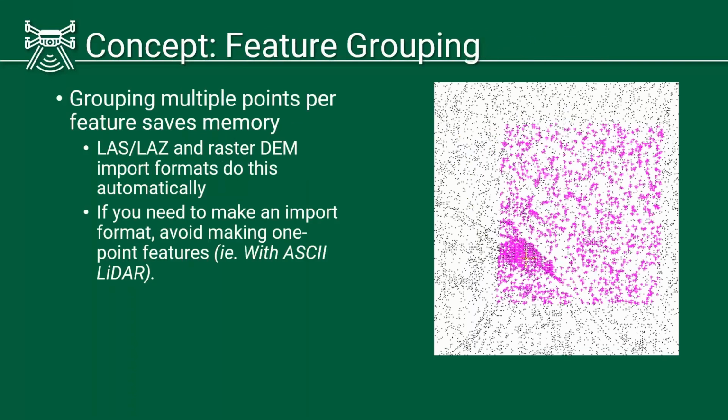So the next concept, which David will speak to in a fair bit more detail, is this idea of feature grouping. Grouping multiple points per feature is one of those things that we can do that's going to help to save memory on our computers. And LAS, LAZ, and our raster DEM formats, when imported into RoadEng, automatically do this. But if you're working with something, say like a LiDAR file, but it's given as a text file or a CSV file, when you're setting up that import, it is highly recommended to avoid making those one-point features. So again, leveraging feature grouping, and we'll talk to that in today's webinar.